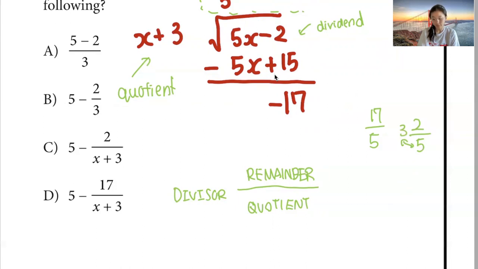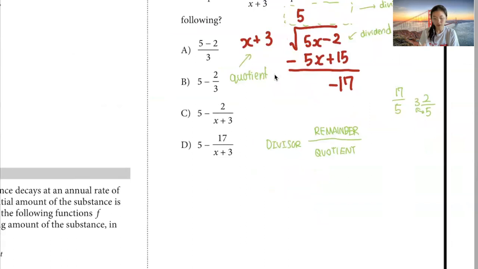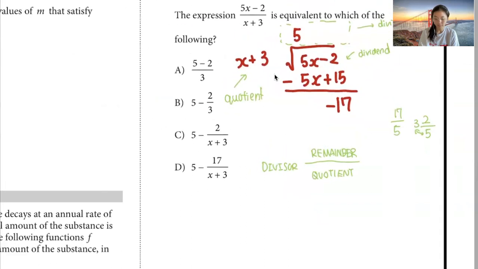Just the same thing. So we know that this is going to be the remainder. And this is what we divided 17 with. And this is how many 5s fit into 17. So that's the form we want. So we're just going to construct that using what we have. So the divisor comes here, and the remainder is negative 17 over, we need the quotient, which is x plus 3.